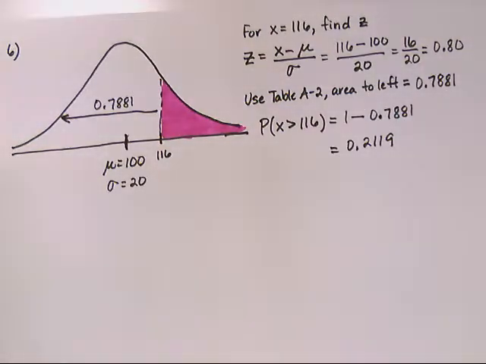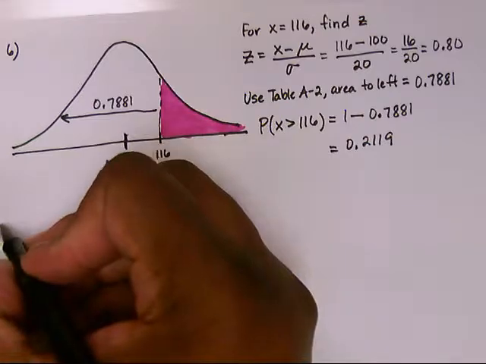Or in other words, the probability that a randomly selected adult has an IQ greater than 116 would be 0.2119. Okay, so that's problem number 6.